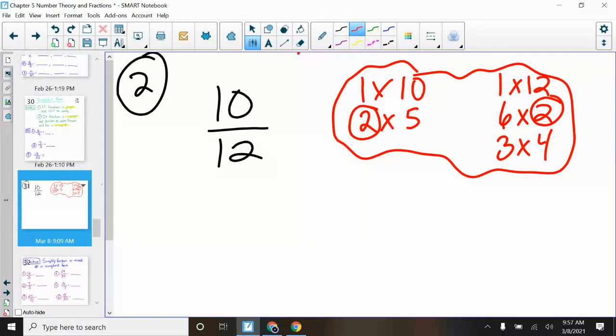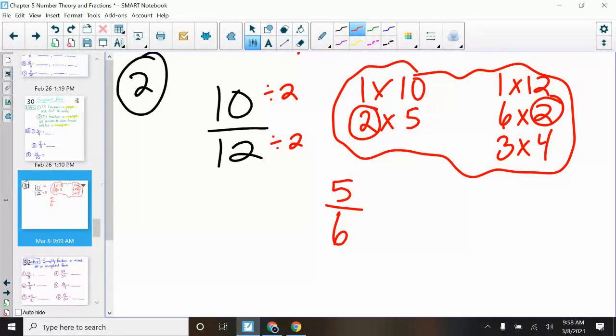Okay? But now that we know 2 is the greatest common factor, Hallie, what are we going to now do? Excellent. You're going to literally divide the 10 that you had and the 12 that you got by your greatest common factor. 10 divided by 2 is? 5. 12 divided by 2 is? 6. And that is your final answer. That's how you learn to simplify proper fractions.